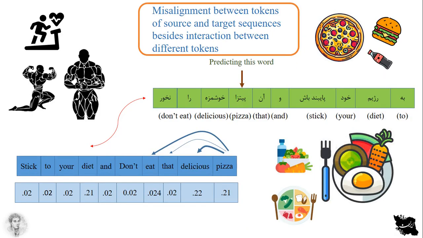Assume you want to translate the sentence "stick to your diet and don't eat that delicious pizza" to Persian. As you can see, the sentence in the source and target languages are not completely aligned, and there exists a huge misalignment between these two sequences. Moreover, different words in each sequence interact with each other differently, and to predict the correct equivalent word for pizza in Persian, the words "delicious" or "eat" are much more relevant than the words "that" or "stick to." The different degrees of relevance between different words should be taken into account in the procedure of achieving an enriched context vector.